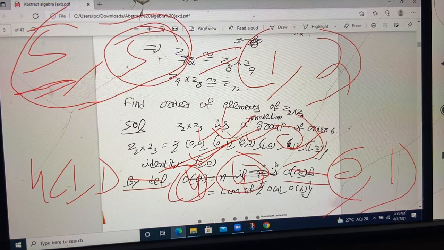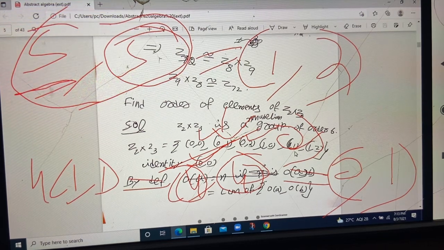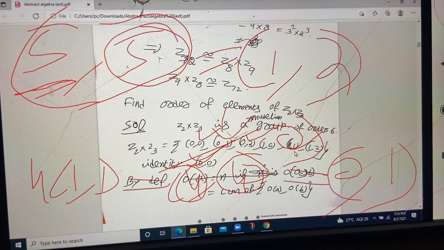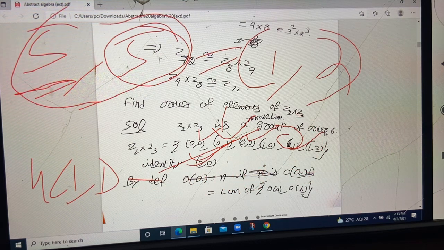Now the only thing left over is (1, 1). (1, 1) can be written as 1 into (1, 1). So we are able to write every element as n into a. What is a? (1, 1). So (1, 1) is what is called a generator.